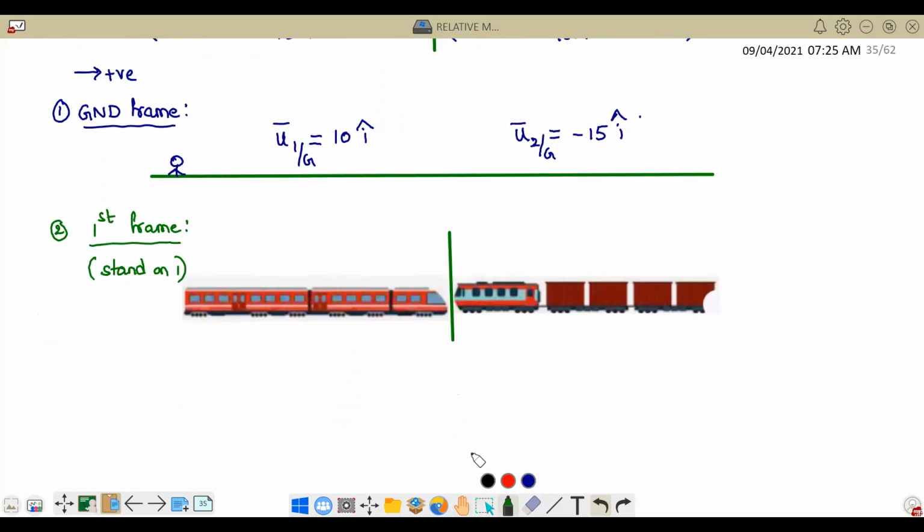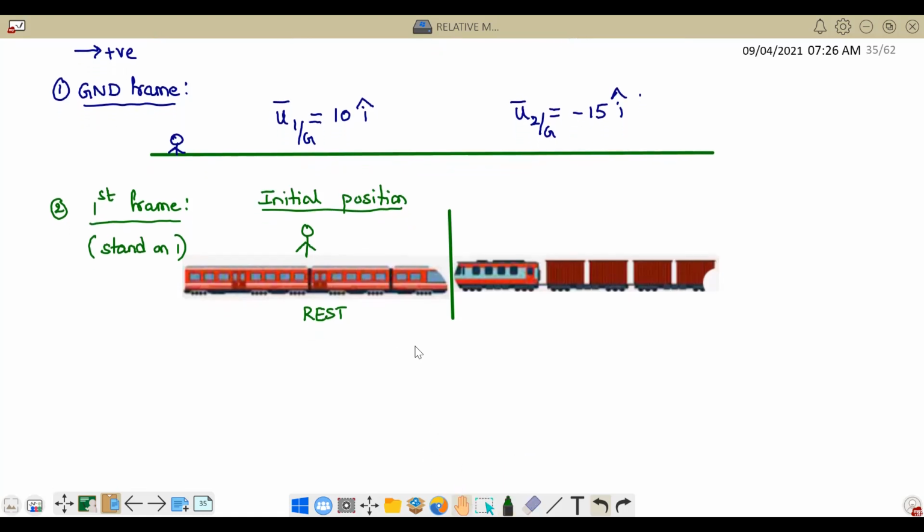Okay, now see here. I am standing on the first train. Now this train is at rest. This is not moving. Okay, this is called my initial position. This is not moving.